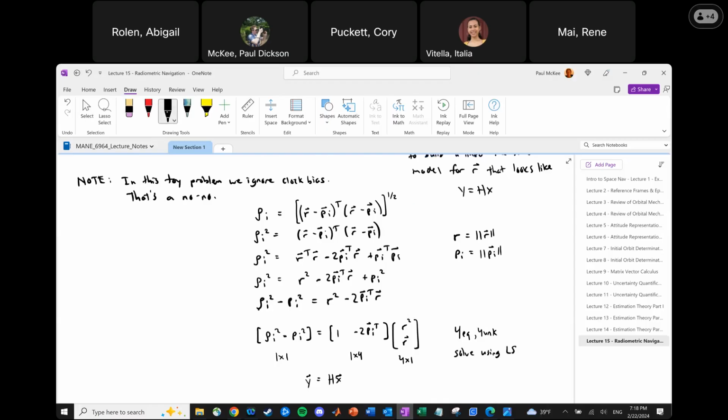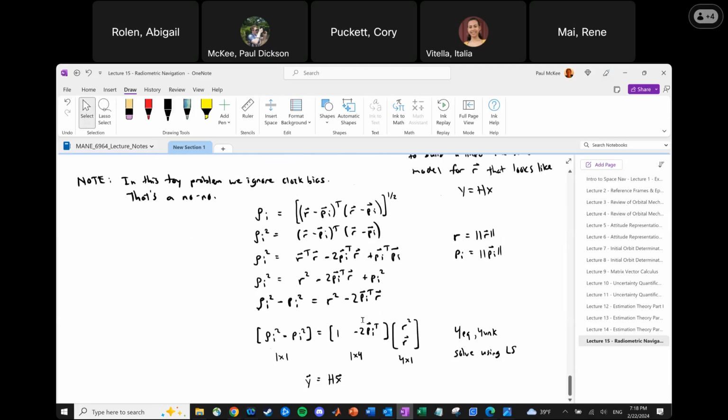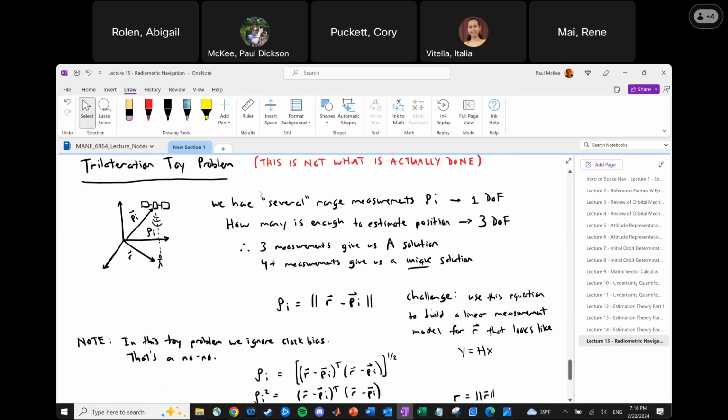But I want to be abundantly clear, this is a great exercise on how to go from this equation to this linear system, but this is a simplified form. This is not what is actually done. It's a little bit more complicated in space. And actually, we're going to talk about that right now. So today, I have 1 page of notes left. It's going to take us about 10 to 15 minutes, and then we'll be all done.